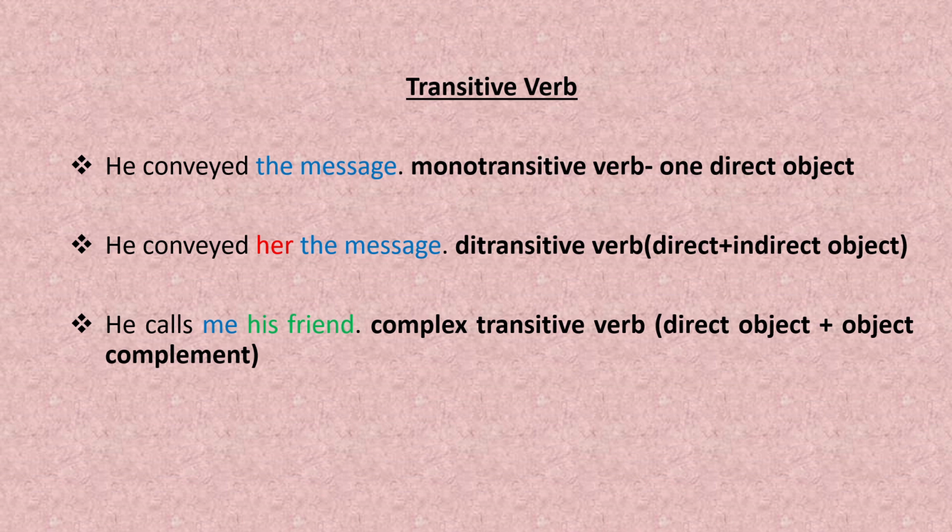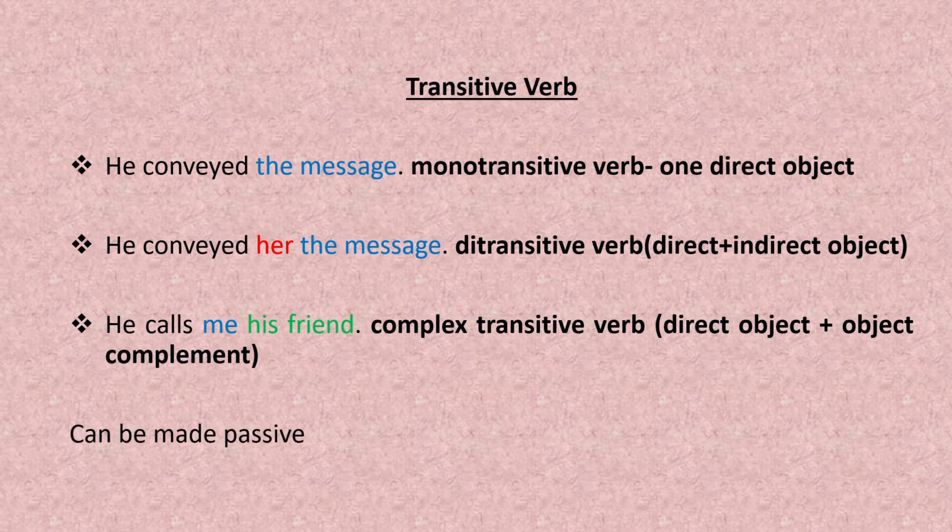What is an object complement? Any group of words which describe the object. Like in this sentence, he calls me his friend. Me is a direct object. He calls whom? He calls me. His friend is an object complement because his friend is describing me. He calls me his friend. What am I? His friend. So his friend is describing me. This is why it is an object complement here. And in this sentence, calls is a complex transitive verb. In the next video, I'll share the difference between monotransitive verb, ditransitive verb, and complex transitive verb in detail. Do check it out.